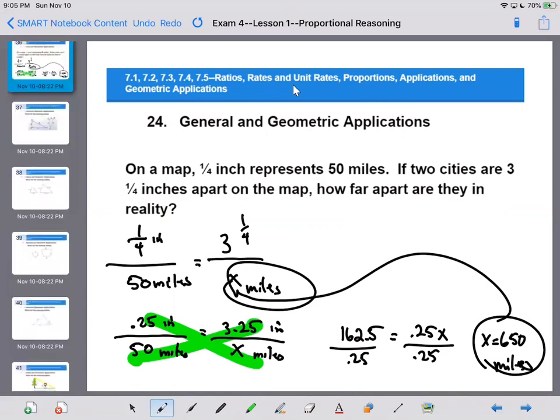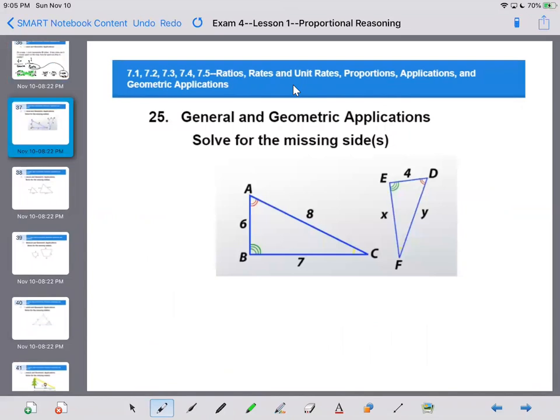All right, looking at some of the geometry pictures. Solve for the missing side length. So I'd like for you to know that C has 1 ring, F has 1 ring. That means that they correspond. That means they have the same angle measure. Look at angle A has 2 rings, angle D has 2 rings. Angle B has 3 rings, angle E has 3 rings. So looking for the missing length, I need to know what X is and what Y is.